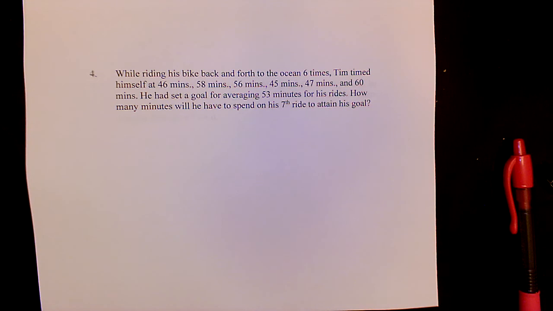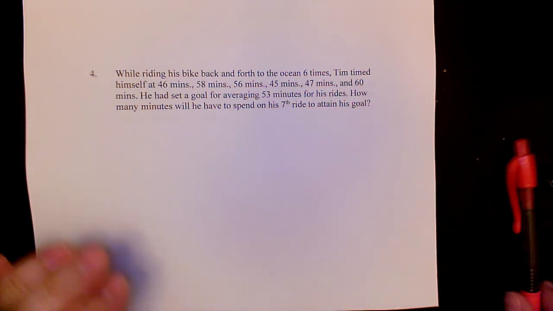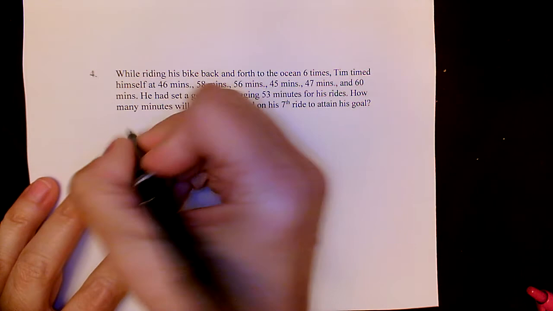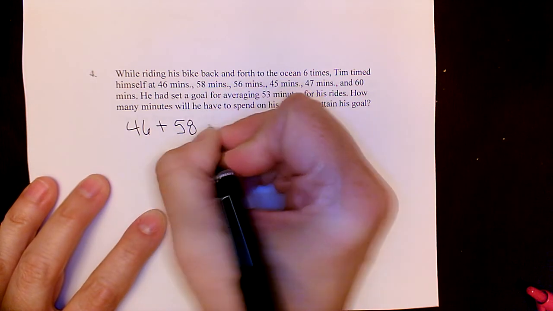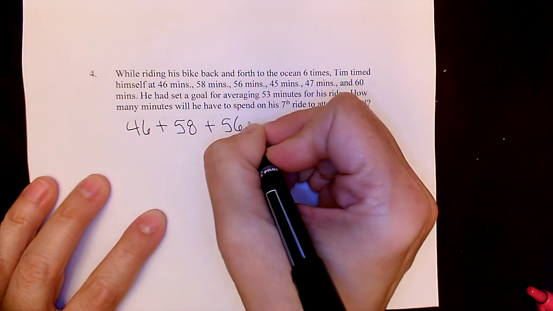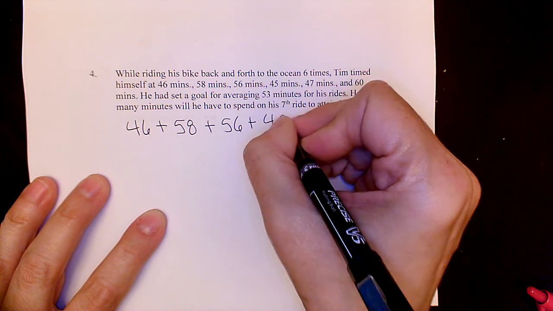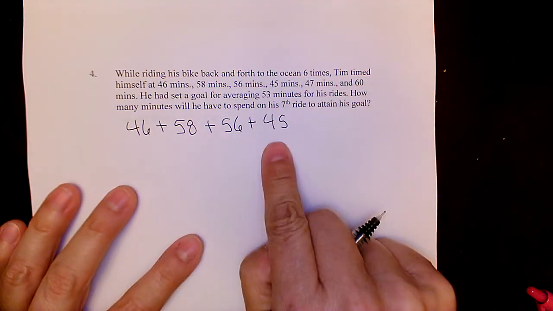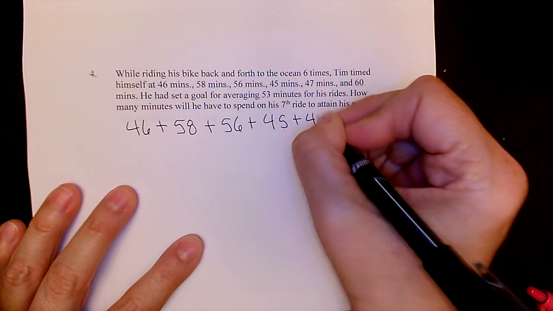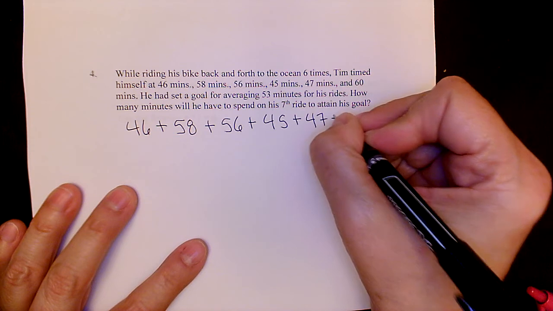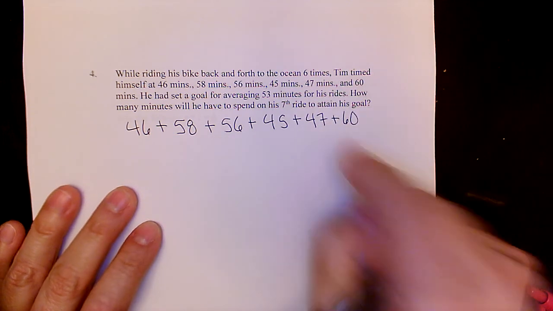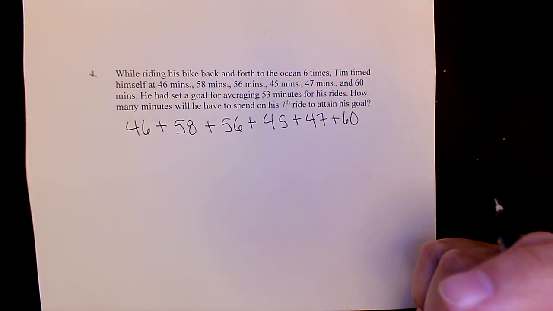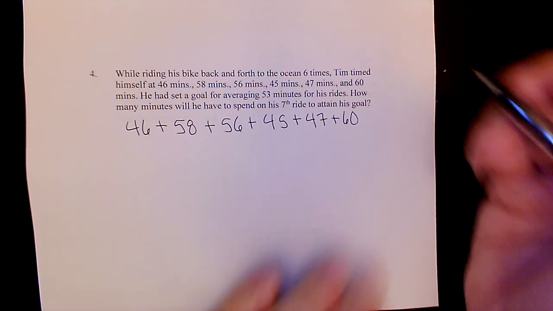So remember what we do first. If you need to look back, we're going to add all these numbers up. Right, so we're going to say 46 plus 58 plus 56 plus 45 plus 47 plus 60. There's our 6 times he rode his bike.